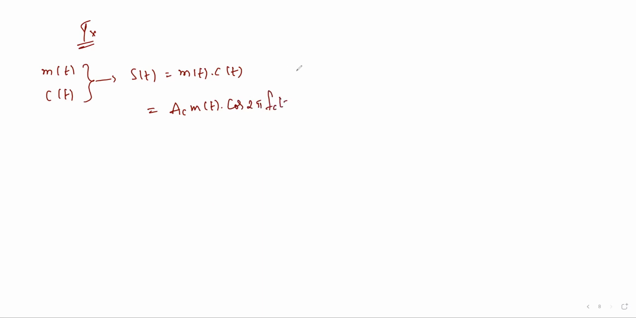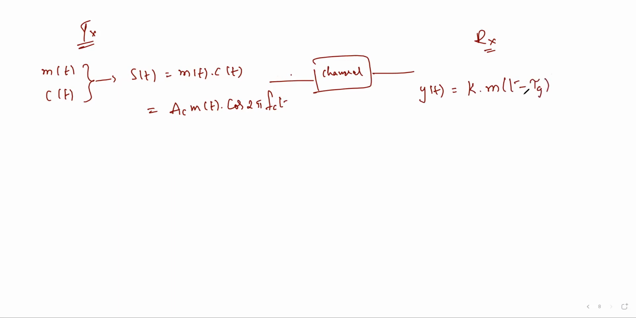This DSB signal is transmitted through the system or channel. Based on the channel characteristics, the delay will be there. Then at the receiver side, this received signal y(t) has some constant times m(t minus tau g) cos(2 pi fc (t minus tau p)).